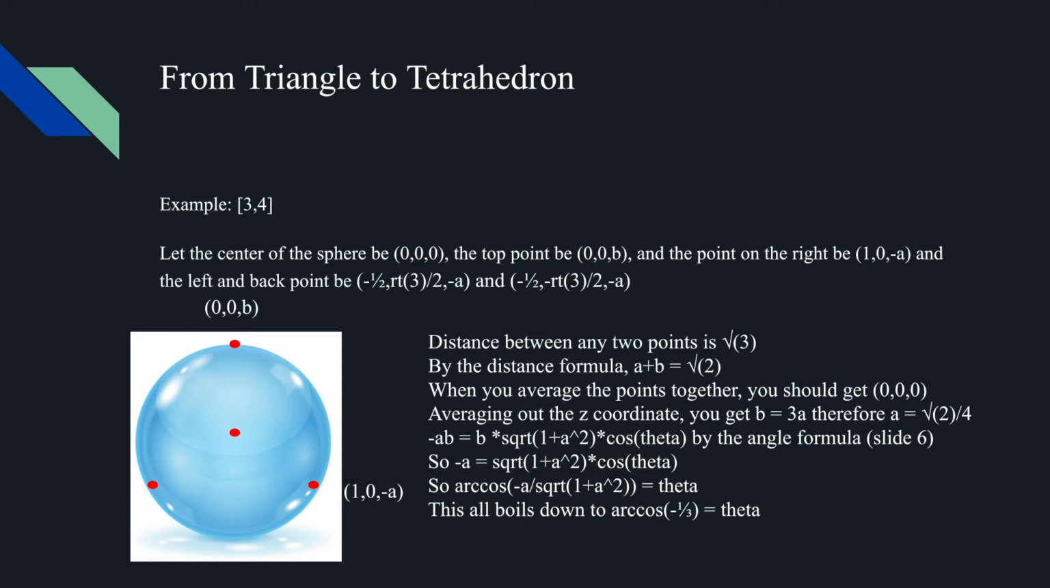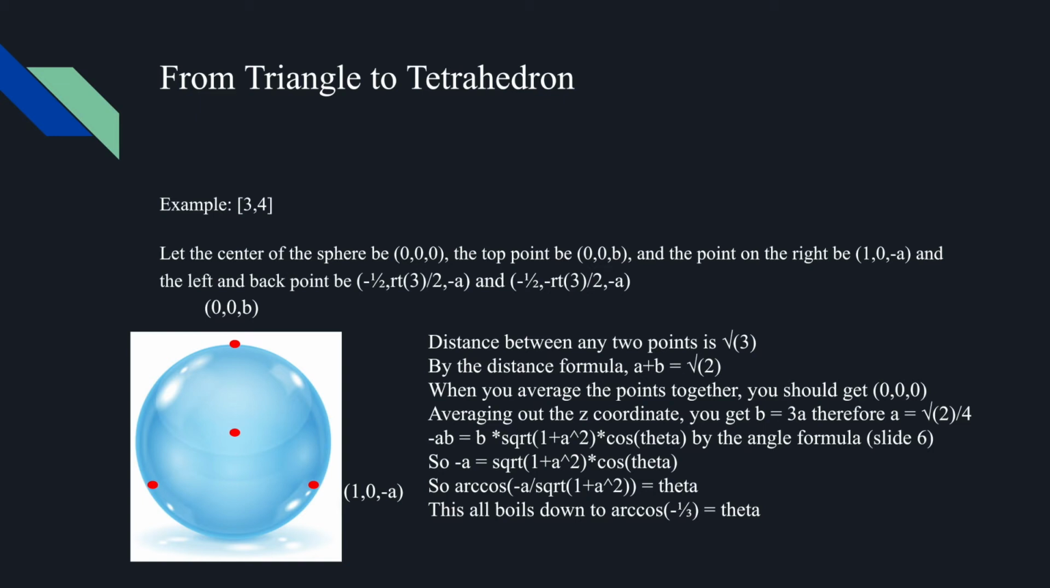So if you label all the points here, 1, 0, negative a, if you basically just put negative a as the z coordinate for the previous 3 points and add a new point, 0, 0, b, you get coordinates like so. And by the distance formula, it's true on this and on the one before, the distance between any of the points is root 3.